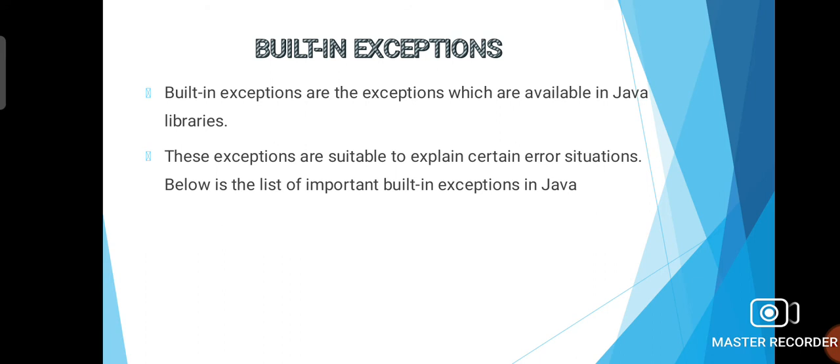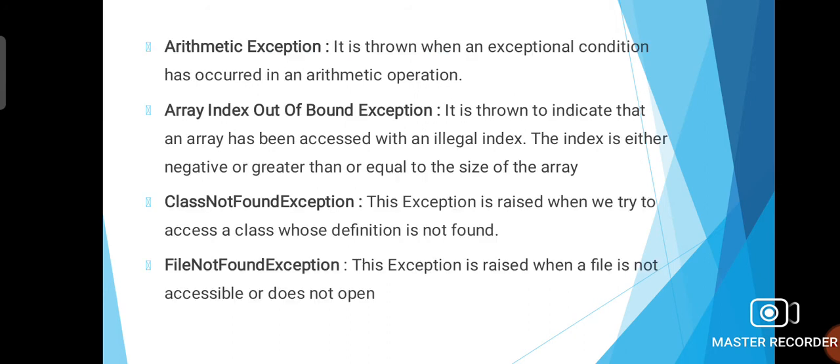In Java, exceptions may be of two types, built-in exceptions and user-defined exceptions. Built-in exceptions are the exceptions which are available in Java libraries. These exceptions are suitable to explain certain error situations. Now we can see the various built-in exceptions available under the Java packages, Java libraries.